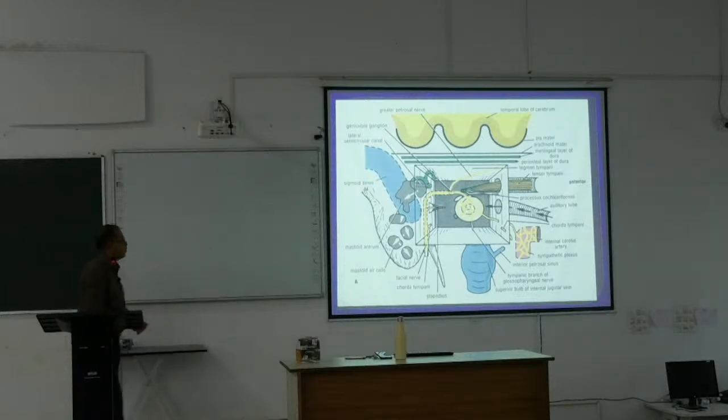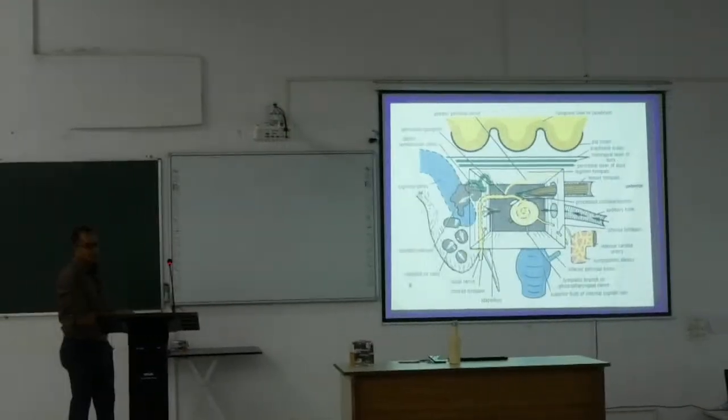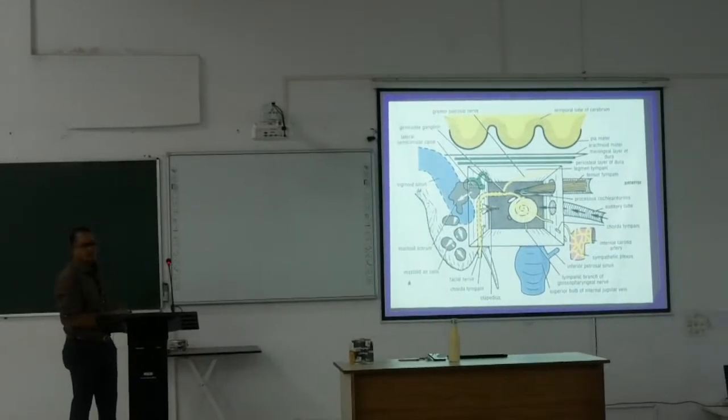Take the posterior wall, the mastoid bone which is lying here, which has a cavity we call the mastoid antrum. This mastoid antrum communicates with the middle ear through a door on this side. It is also communicating with the mastoid air cells which are lying on the posterior side.